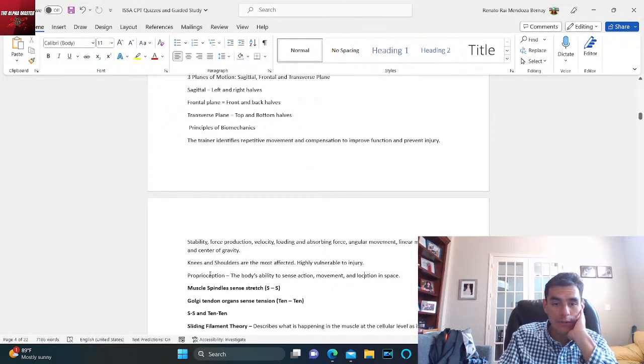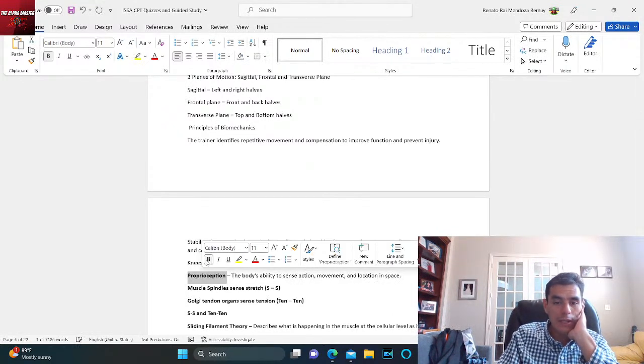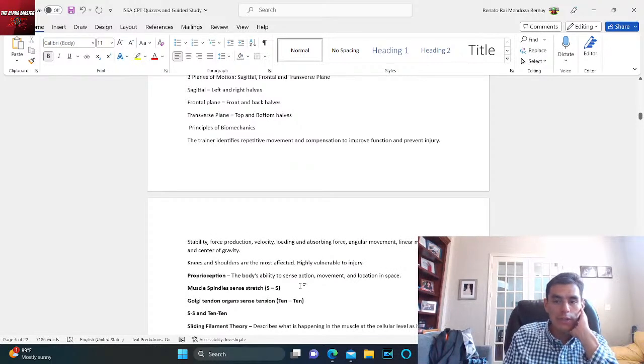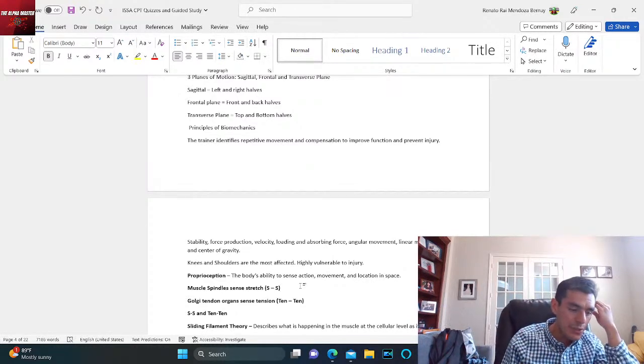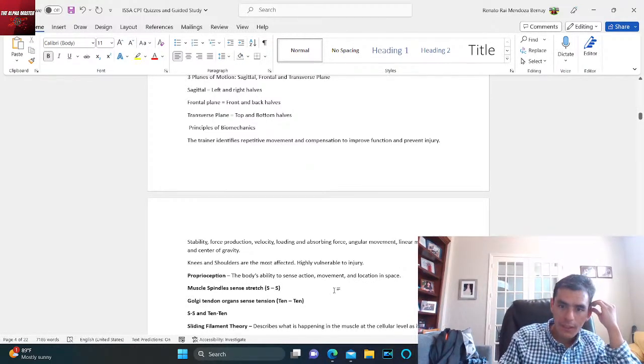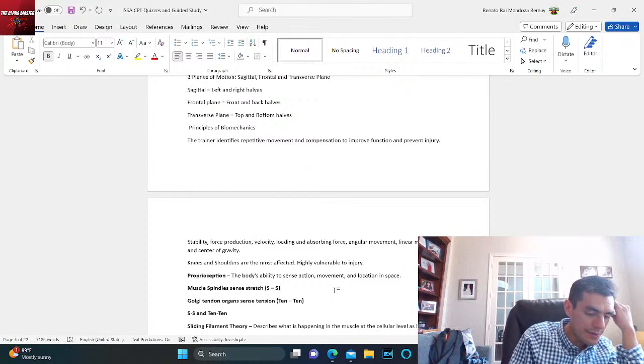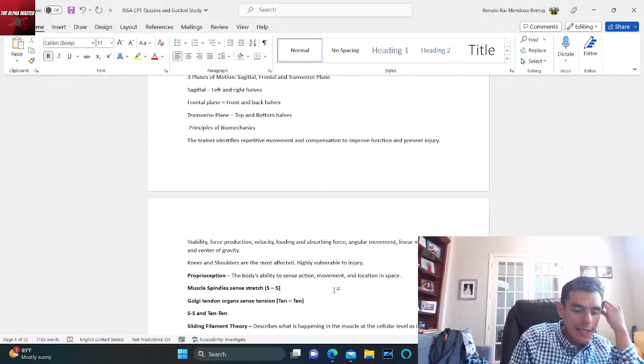Now you have proprioception right here. Proprioception is the body's ability to sense action, movement, and location in space. An example is the ability to walk without looking at our feet. Vision and the vestibular system give information about balance, head, and body position.